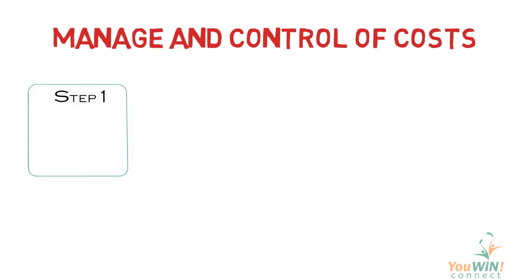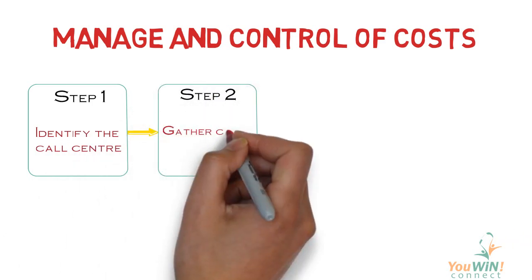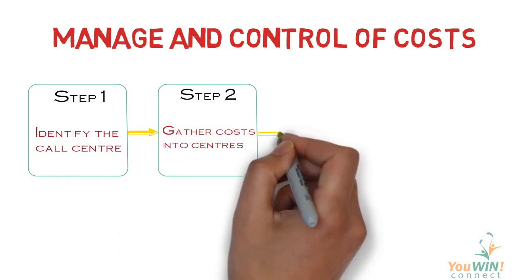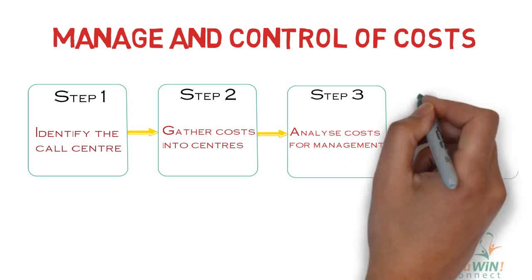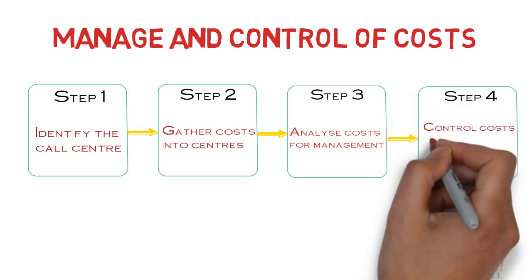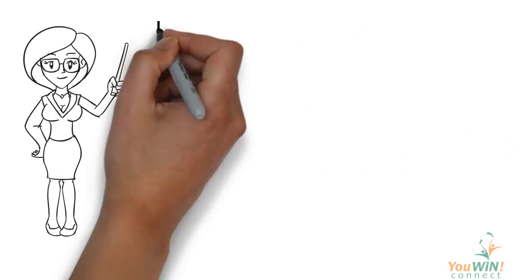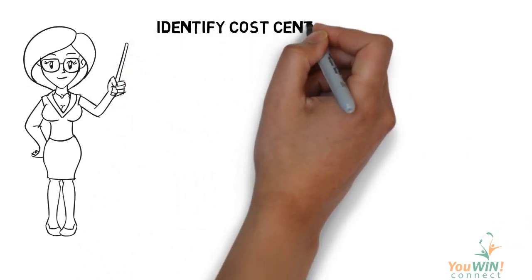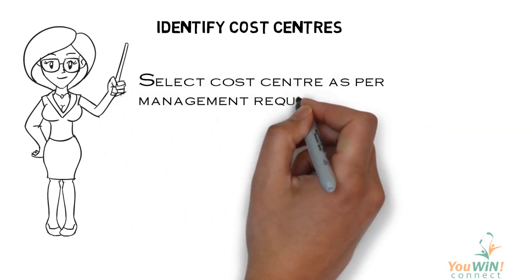Step 1. Identify the cost center. Step 2. Gather costs into centers. Step 3. Analyze costs for management. Step 4. Control costs through cost centers. Let's take a look at step 1. Step 1. Identify cost centers. Select cost centers as per management requirements.